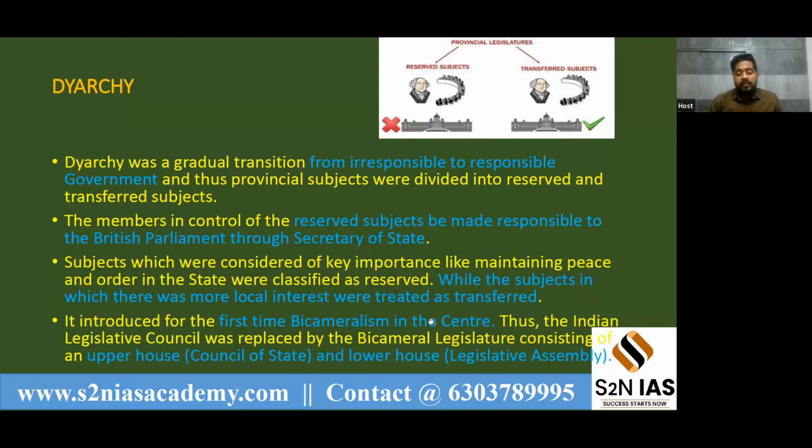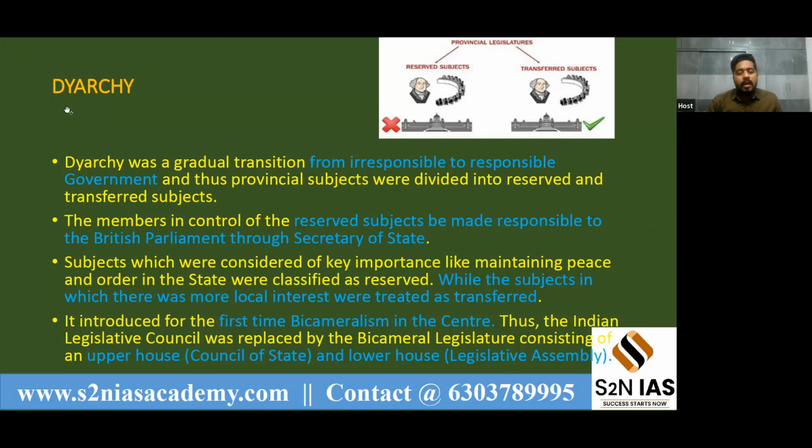It introduced for the first time bicameralism in the central government. We observed two things: the lists were divided into union list and state list. Bicameralism was there, and partial transfer of power from central government to state government. These three important provisions you need to understand and remember till the end of the selection process. And also the concept of diarchy.